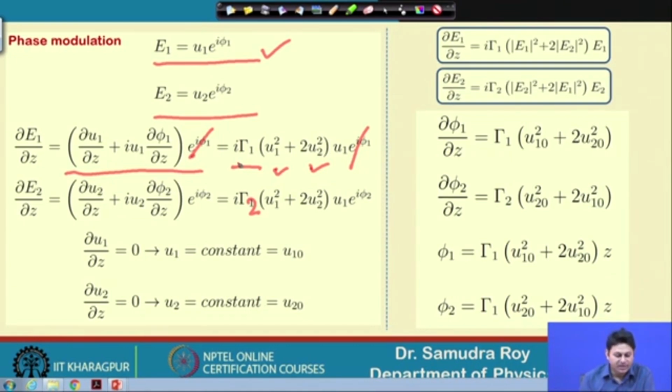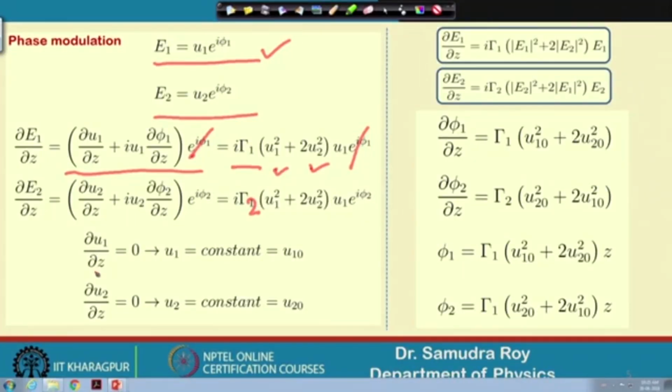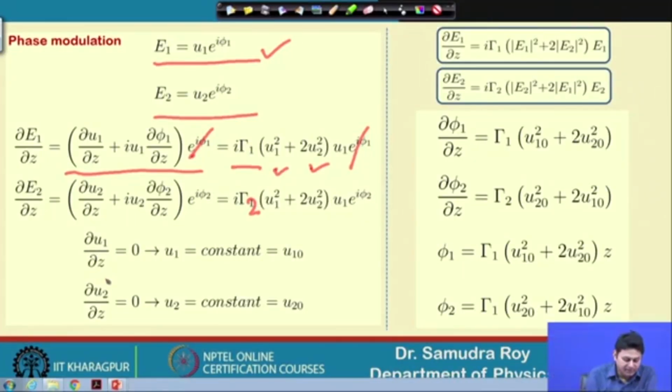Now, on the left hand side we have a real and imaginary term. So, obviously, if I match these two things, we know the theorem that if a complex quantity is equal to another complex quantity, the real term on the left hand side must be equal to the real term on the right hand side, and the imaginary term on the left hand side will be equal to the imaginary term on the right hand side. So, here we are using the same principle. That means dU1/dz has to be 0, because there is no real part on the right hand side of this equation.